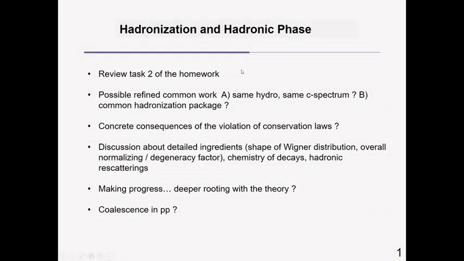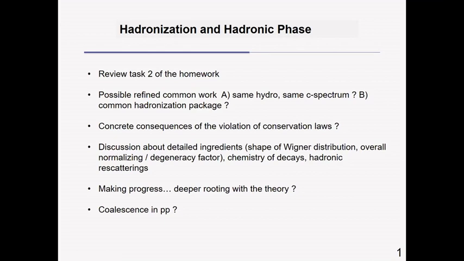Okay, so I think we had a very rich session today with a lot of different approaches presented for this hadronization and also for the hadronic phase. Of course, the idea here is to discuss whatever you feel like contributing to make progress in the field. Nevertheless, I have made a sketch of what we could discuss.